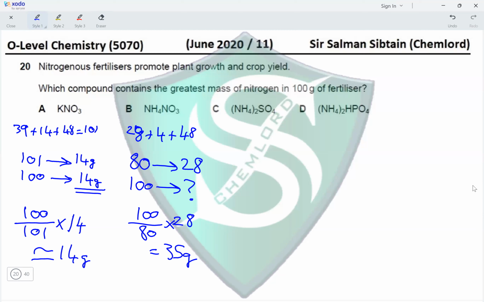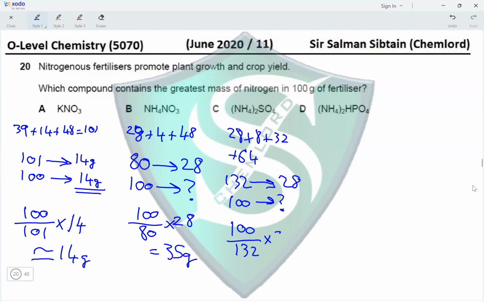In C, we have two nitrogen atoms, so 28, 8 hydrogens, 1 sulfur, and 4 oxygens. This gives us a total of 132 grams. So 132 grams contains two nitrogen atoms, so 28. Therefore, 100 grams will contain how much? This will be 100 divided by 132 into 28. This gives us a value of 21.21 grams.